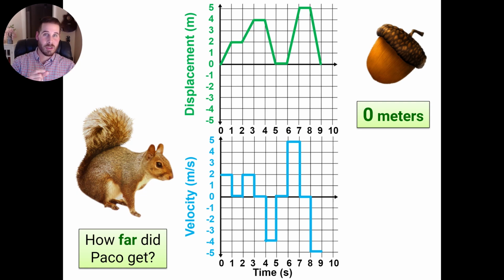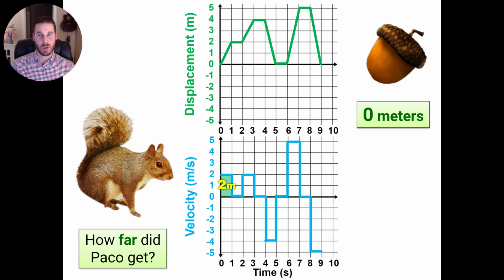Now, could you get that 0 meters by looking at the VT graph? It might not be quite as obvious, but there is a trick to this. And here's the trick. If you use the area underneath each section of this VT graph, it will add up to the total displacement of Paco the squirrel. So let's look at the area of each of these sections. The first one that I've highlighted in green is an area of 2 by 1. So that gives us a displacement in that section of 2 meters.